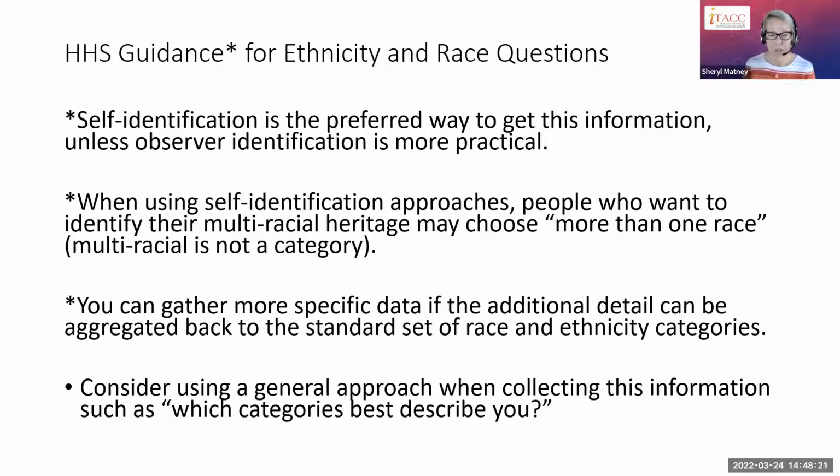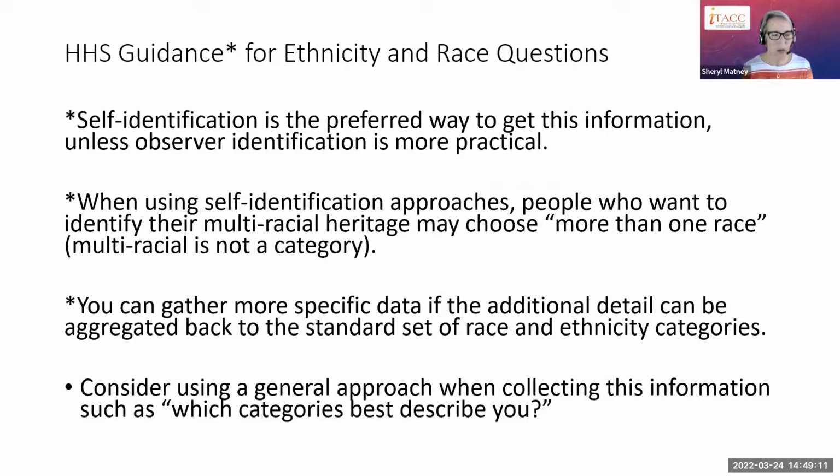They also have a number of things in a document, and the link to the document is in this presentation, which is already posted to the website. They're saying that multiracial is not a category. That is why you want to give as many options as possible with a self-identification approach, so that you're not making assumptions that are not true. And they do promote gathering more specific data, as long as you can aggregate it back to a standard set of categories, and we'll show you what that means in just a little bit.